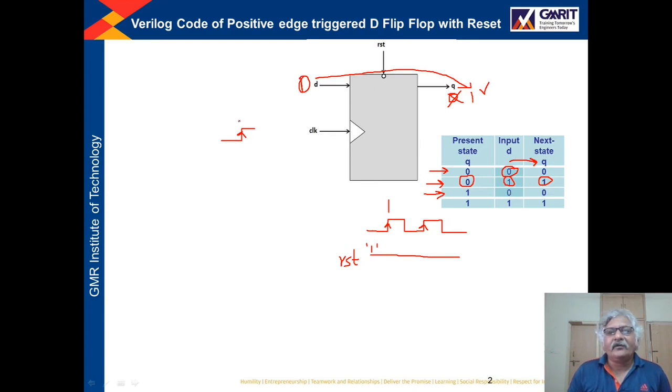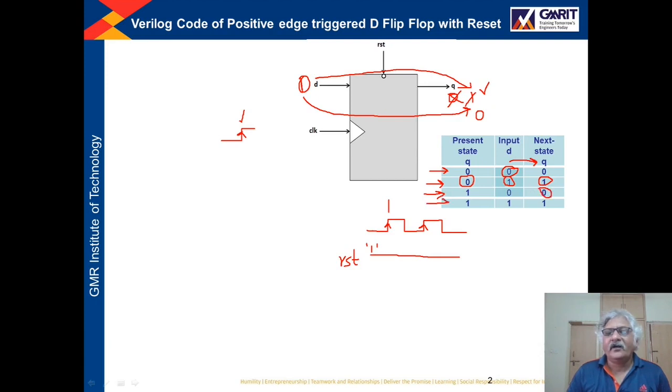So next state means when this positive edge is detected, at that time this value of D will be transferred to the output. So output will become 0, right? Means D will be transferred to the output. So see here, output will become 0. So this is the next state.